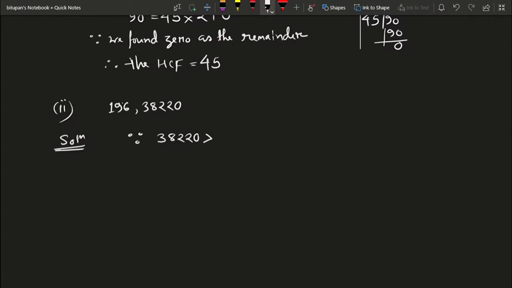38220 is greater than 196, at first what will be the dividend this time? We will divide 38220. But before that we need to write this step using Euclid's division lemma. Students, you should know that this line is very important, you cannot skip it. After writing this line, if you start dividing the numbers, otherwise you may get 1 mark less just because of not writing this step. It is very important that you write it, so using Euclid's division lemma.